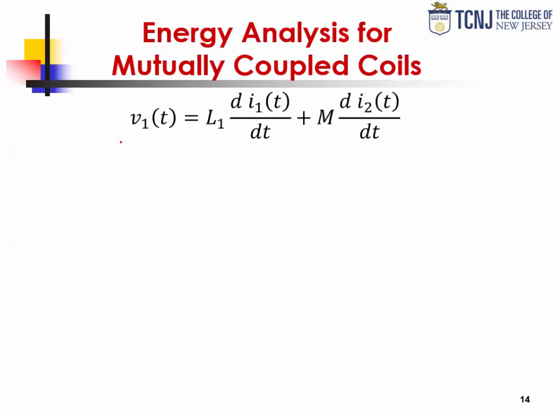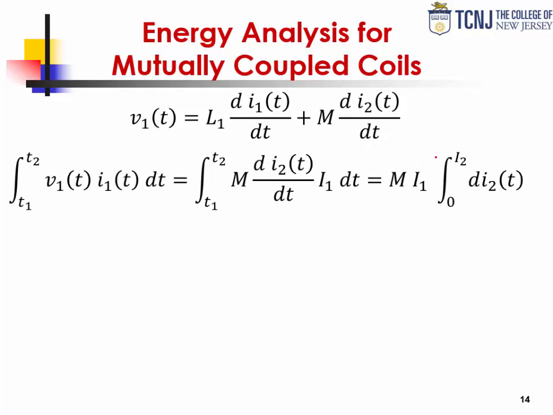Now we also know that the voltage in the primary is equal to the inductance of the primary times the derivative of the current in the primary plus the mutual inductance times the derivative of the current in the secondary. And if we do that integration again of the power, we get that the energy is equal to the mutual inductance times the product of the currents.